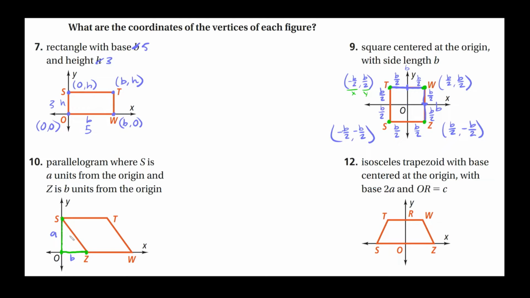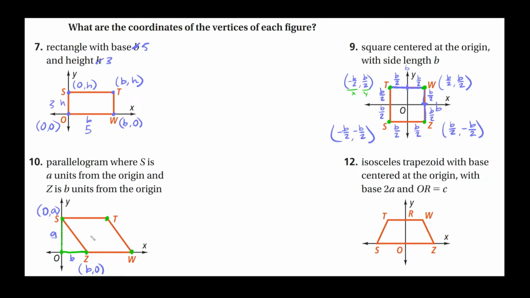Okay, so let's plot these two first since they're a little easier. S right here, we know it's a units away from the origin, so this coordinate must be at 0, comma a. And Z would be at b, comma 0. Now for T and W, we don't really have a way to relate where these lie on the coordinate plane to the two coordinates we were given already, a and b.